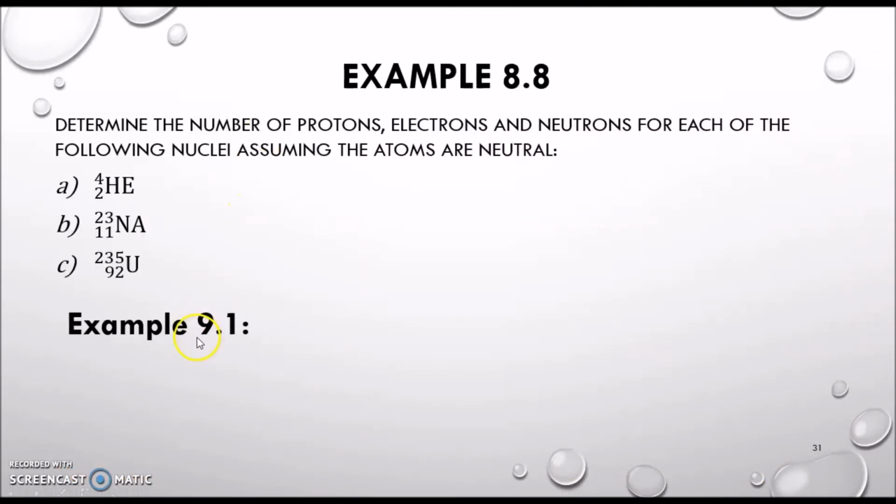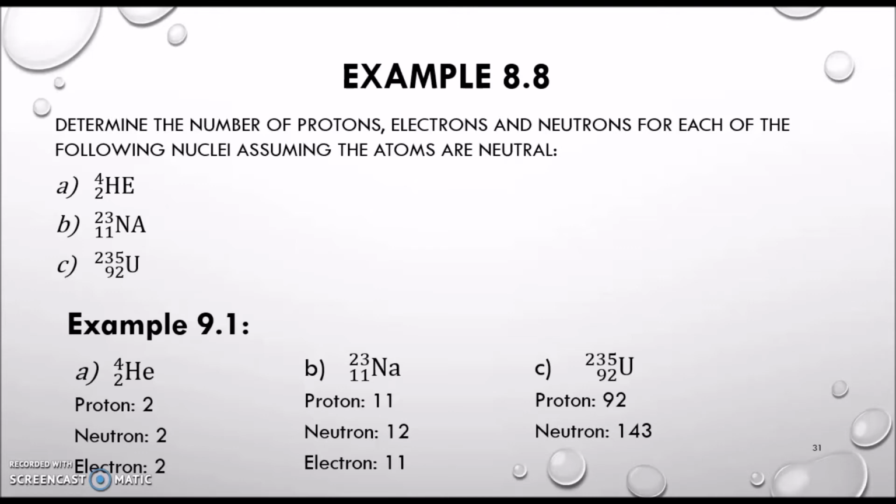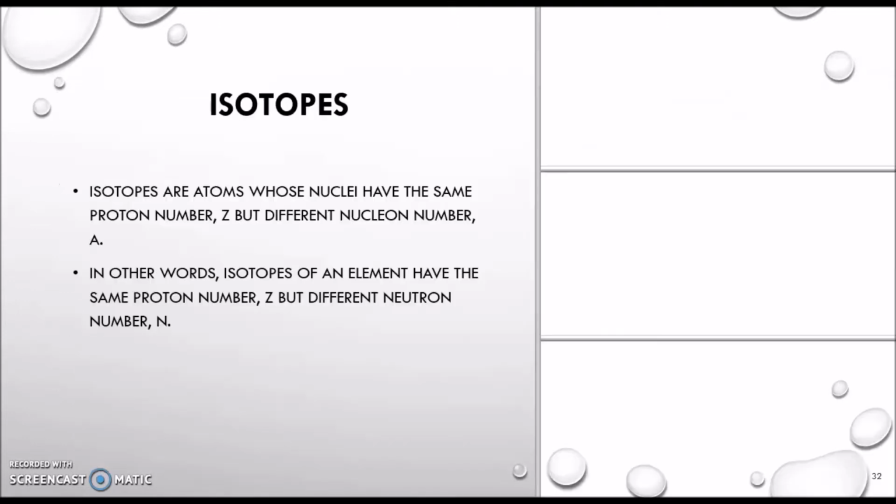For example, 8.8: determine the number of protons, electrons, and neutrons for each of the following nuclei, assuming the atoms are neutral. First one, helium. Proton number is 2, neutron number is 2, while electron number is 2. For sodium, proton number is 11, neutron number is 12, while electron number is 11. For uranium, proton number is 92, neutron number is 143, while electron number is 92.